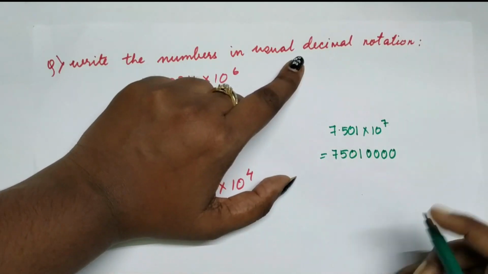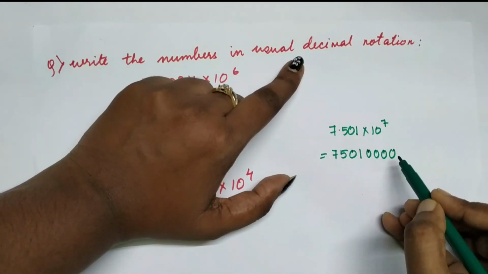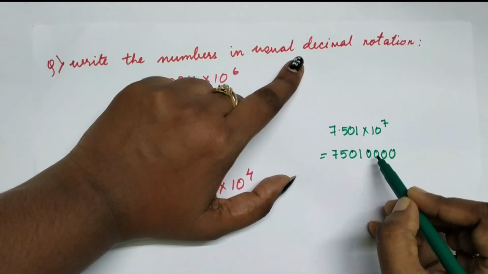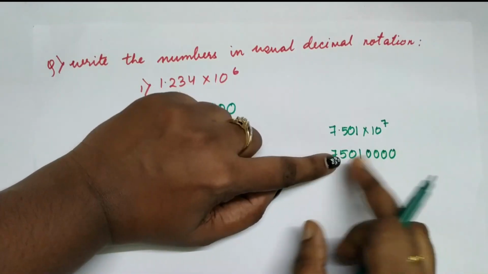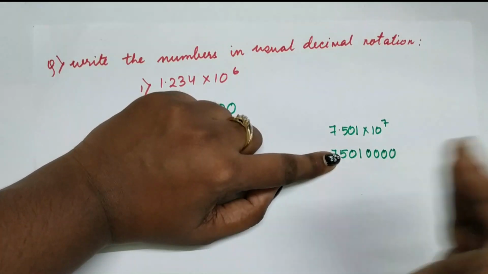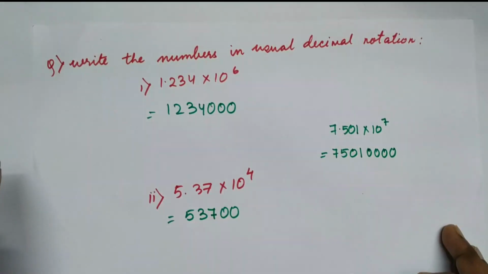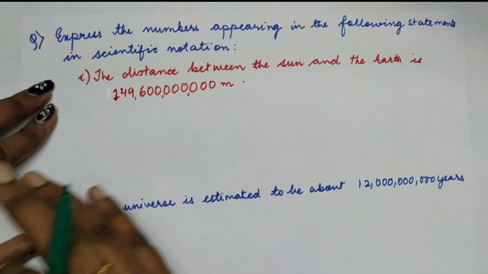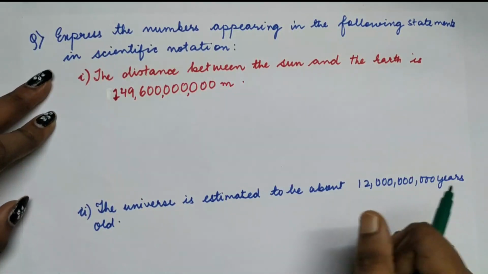I'll just show you the reverse. Suppose I had to make it in the standard form again. I would have moved from here. So 1, 2, 3, 4, 5, 6, 7. The point would have come here and it would have been 10 to the power 7. So you can just do the reverse of it and check whether you have got the right answer. Sometimes the question may be in the form of a sentence, but you have to do the same thing again.